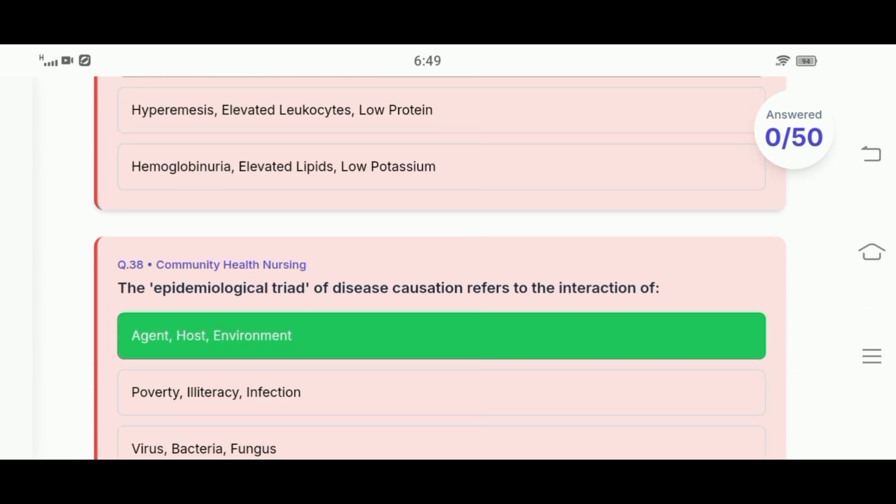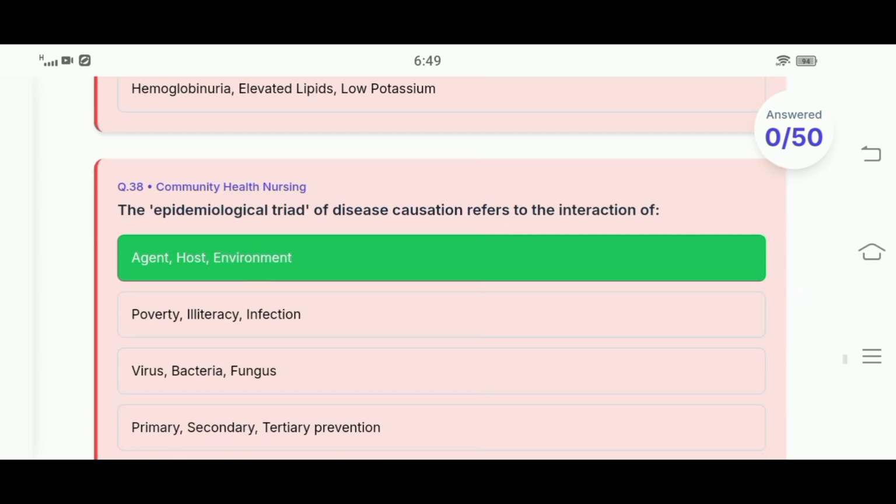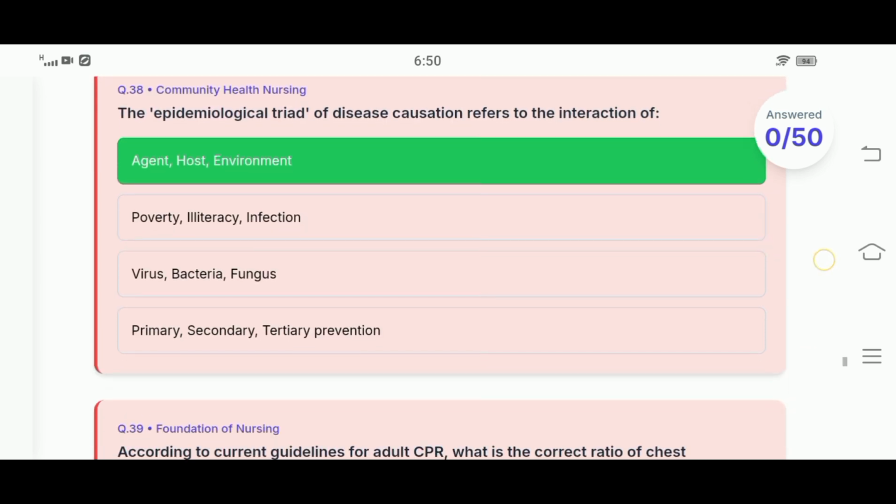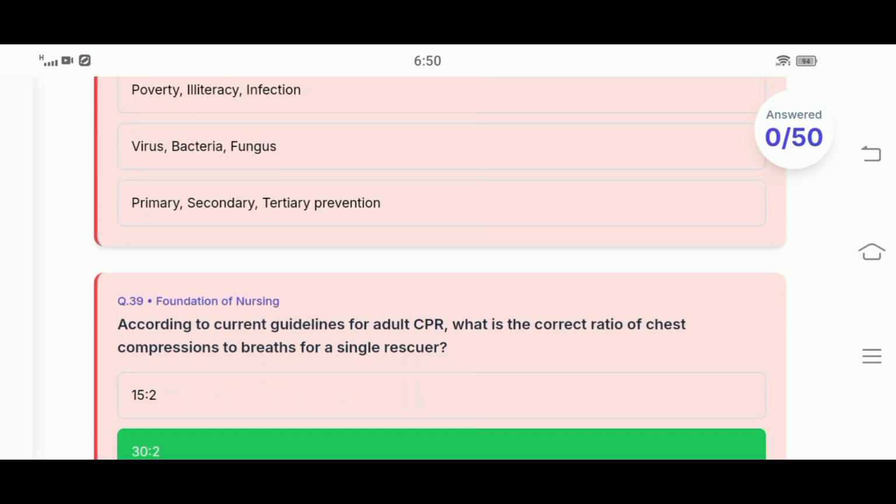38. Community health nursing. The epidemiological triad of disease causation refers to the interaction of, options are A. Agent, host, environment. B. Poverty, illiteracy, infection. C. Virus, bacteria, fungus. And D. Primary, secondary, tertiary prevention. So the correct answer is A. Agent, host, environment.